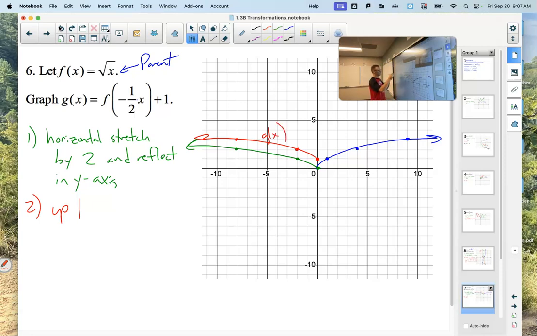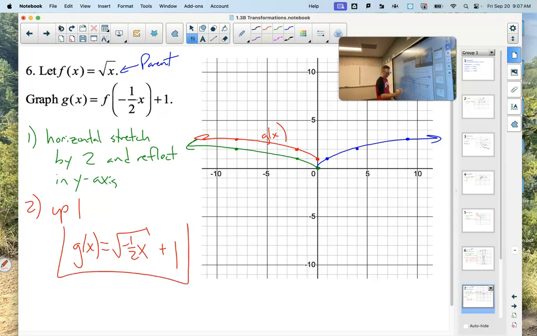By the way, what would g of x look like if we actually had that square root function there? Well, negative 1/2 x is going in for the x. So it's the square root of negative 1/2 x. That's on the inside of the square root function, and that plus 1's outside. That's the same equation.